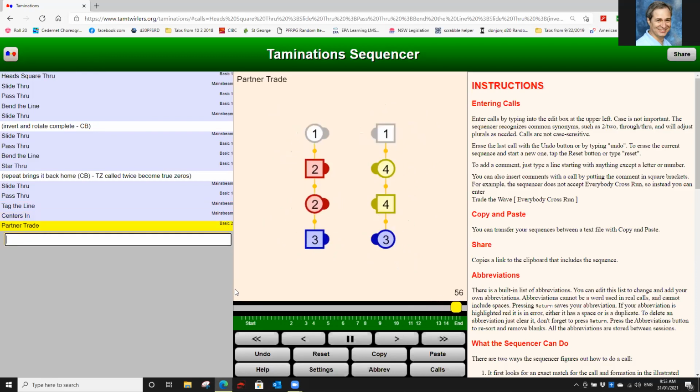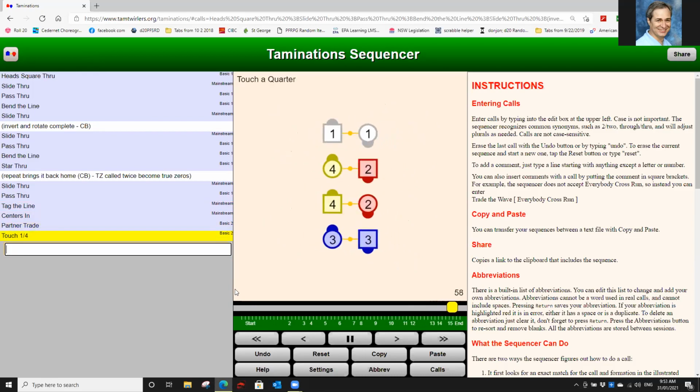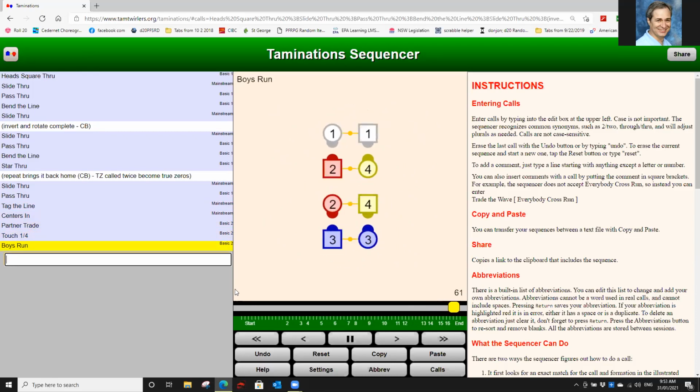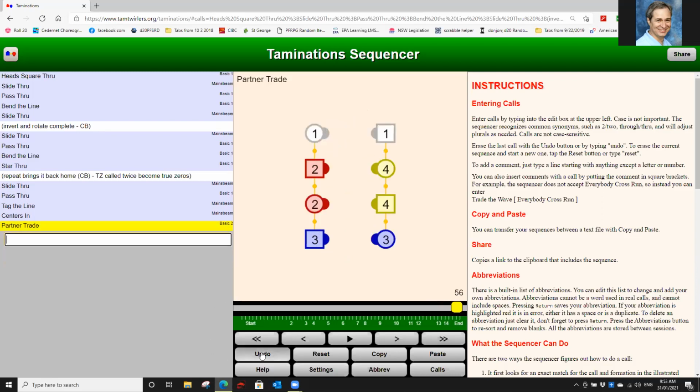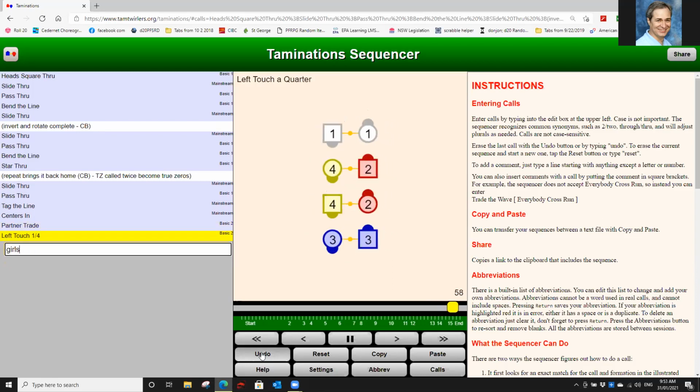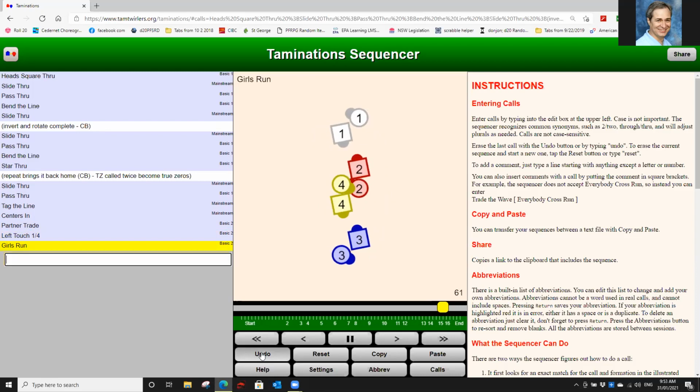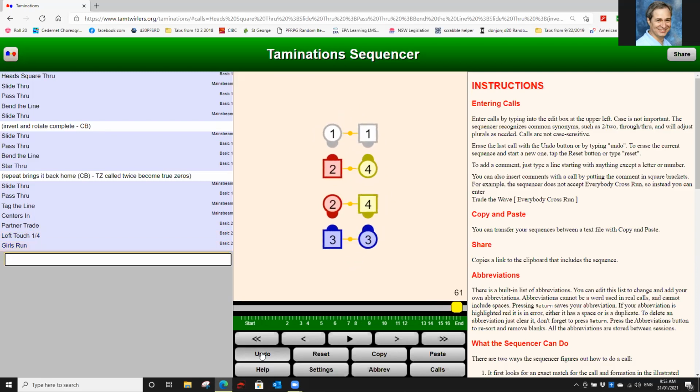Okay. Touch a quarter. Boys run. And I think you could have done a left touch a quarter and girls run if you wanted to. So that shows you a kind of variety that you can put in here, just a little equivalent. But basically this accomplishes the same idea that we had from the original invert and rotate module, but we have a little bit of different choreography. So it can take the stale and make it a little more exciting for your dancers. But from your perspective, you're done.